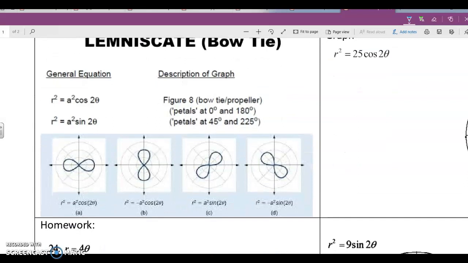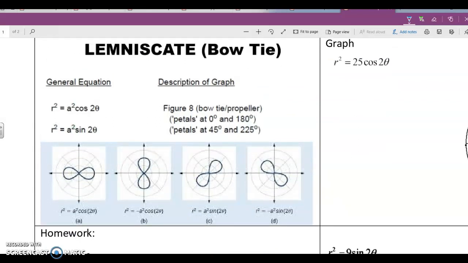Next up, our last graph is our lemniscate, or the bow tie. I remember when I learned this, they called it the infinity sign. You'll also hear propeller.